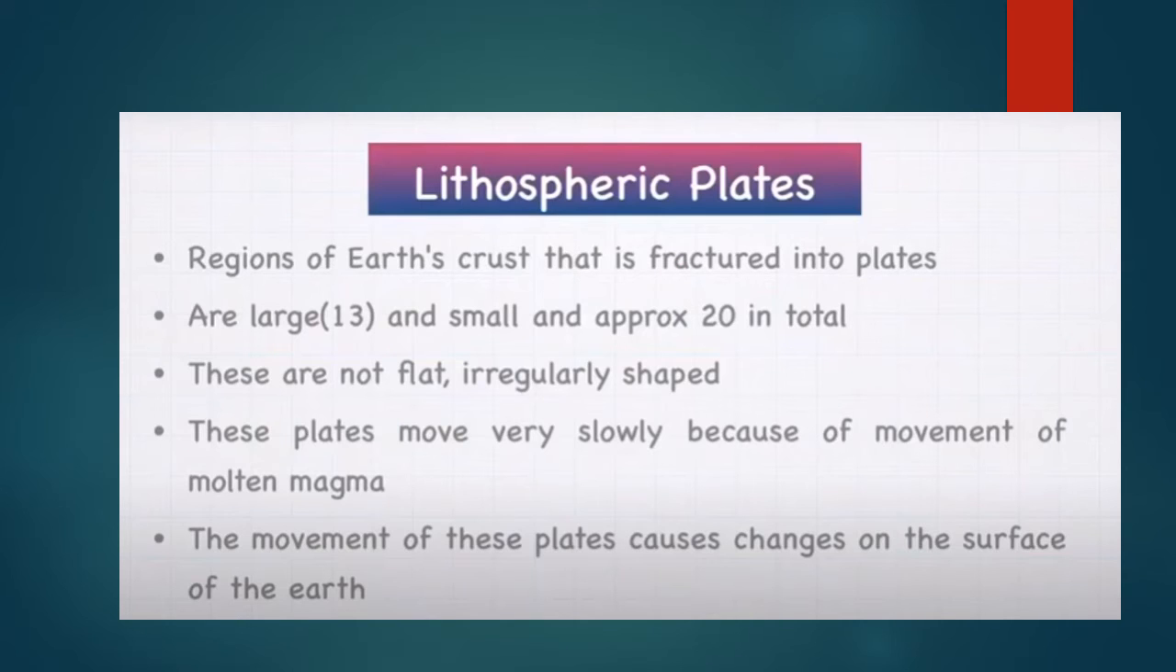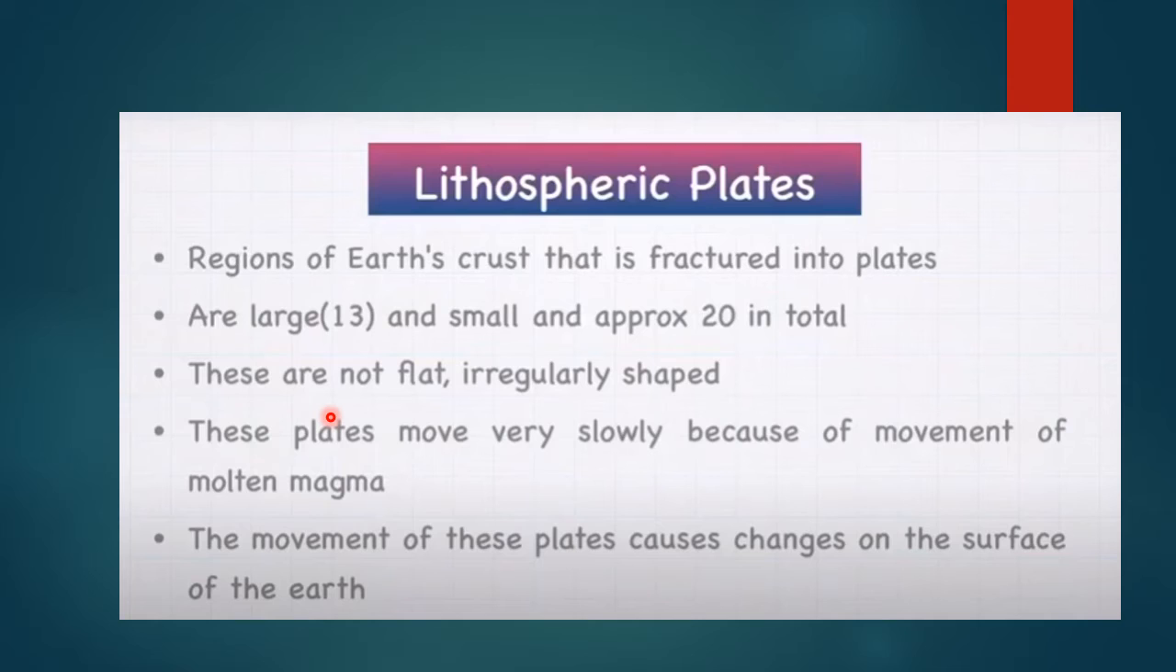Children, let us recap what lithospheric plates are. They are actually the earth's crust that is broken up into small pieces, which are called lithospheric plates, or tectonic plates. There are almost 12 major plates. They are flat and irregular in shape, not in a regular shape. They may be all kinds of shapes, and these plates move very slowly because of the movement of the molten magma. And what kind of currents are these? Convection currents, which make these plates move.